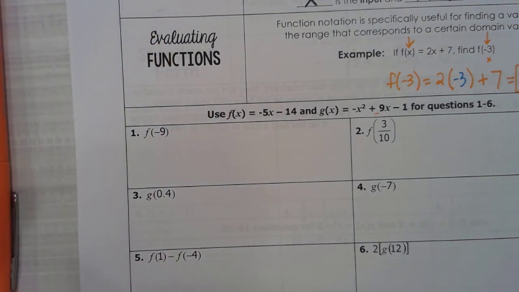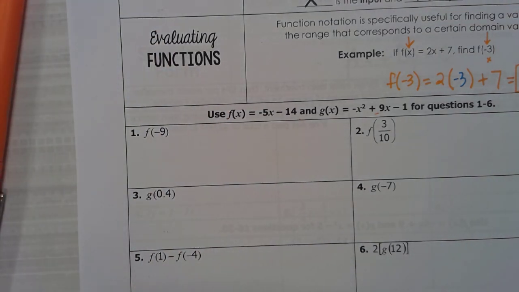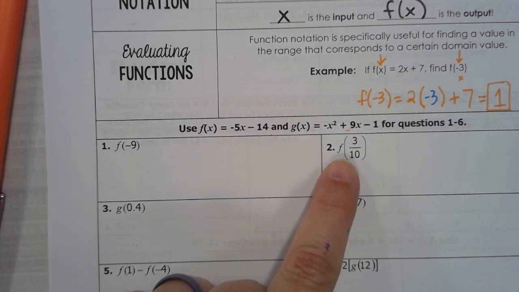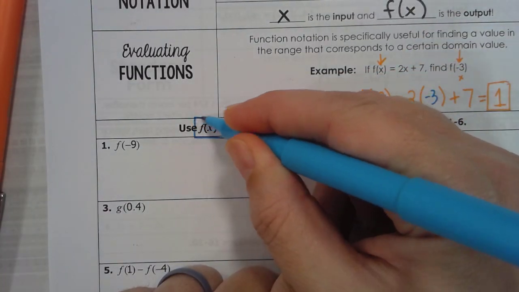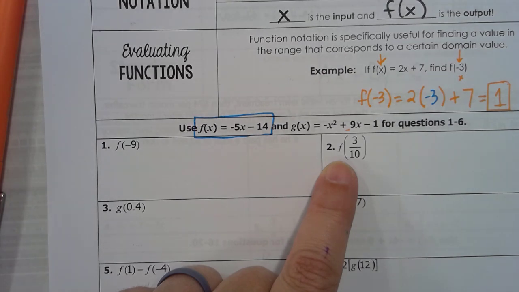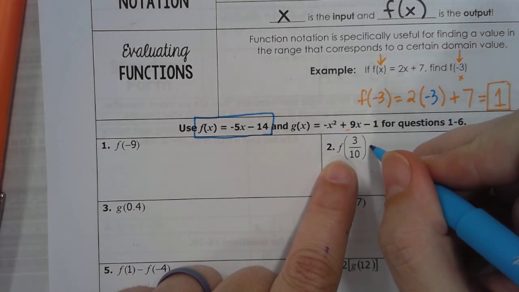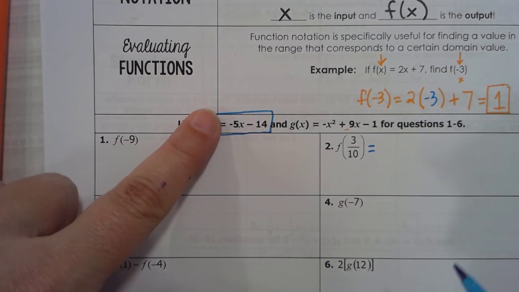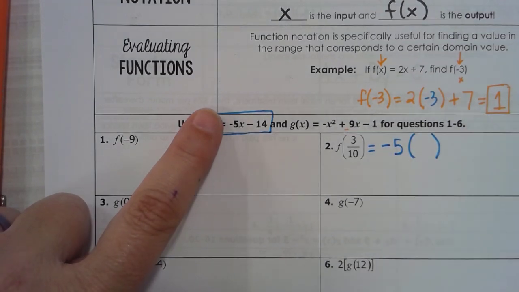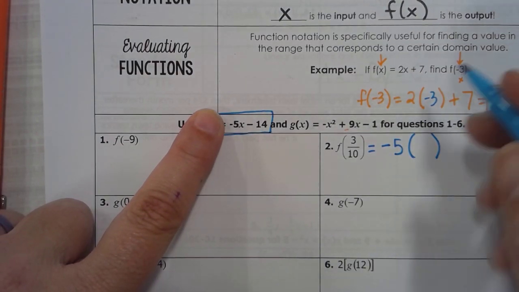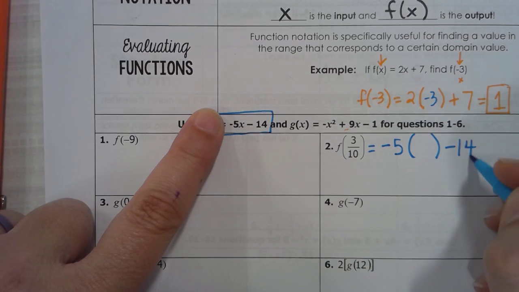1, 2, 3, 4. Okay, 2. f of 3 over 10. So we're going to use this function that says f of x, and we're going to rewrite it without the x. Wherever we come to an x, we're going to put a parenthesis, and then we're just going to keep going. So negative 5, parenthesis, minus 14.